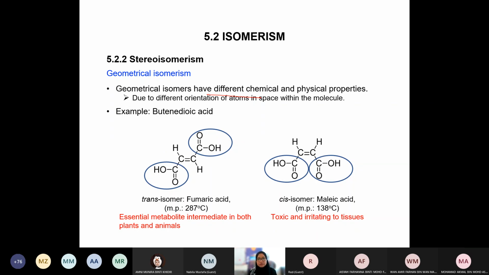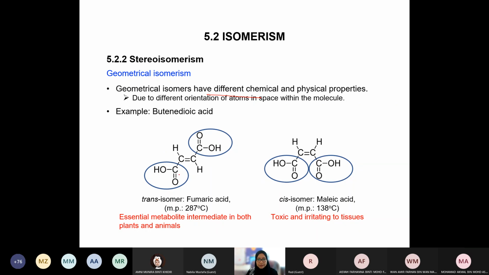So that is very interesting. Everything looks the same. It's just the orientation. The chemical formula is the same, and the structural formula is the same too. It's just the orientation that is different, but their chemical properties and physical properties are different.